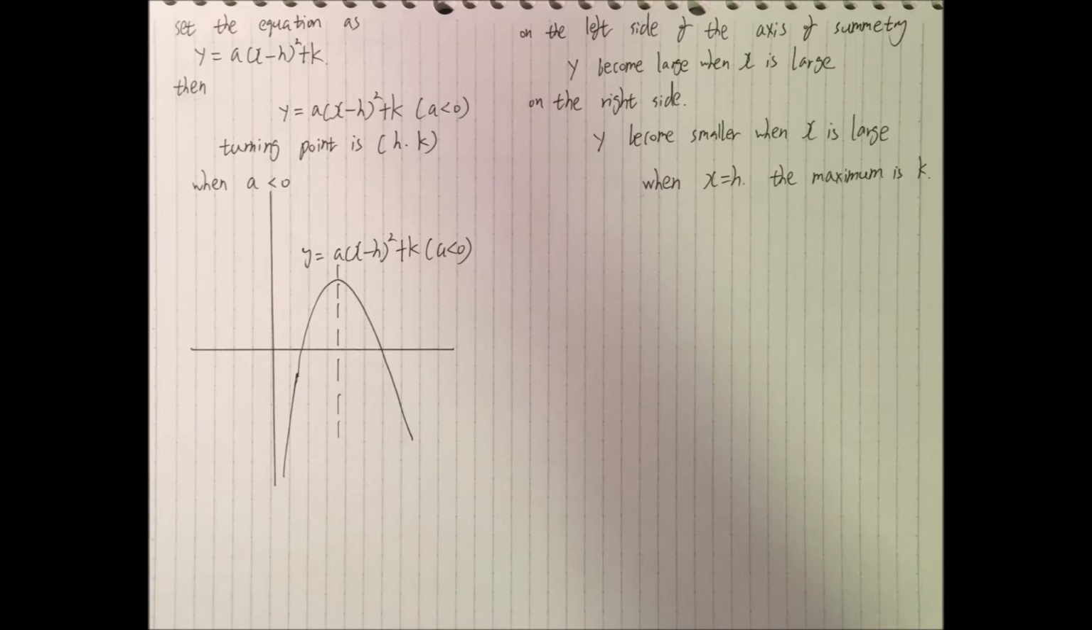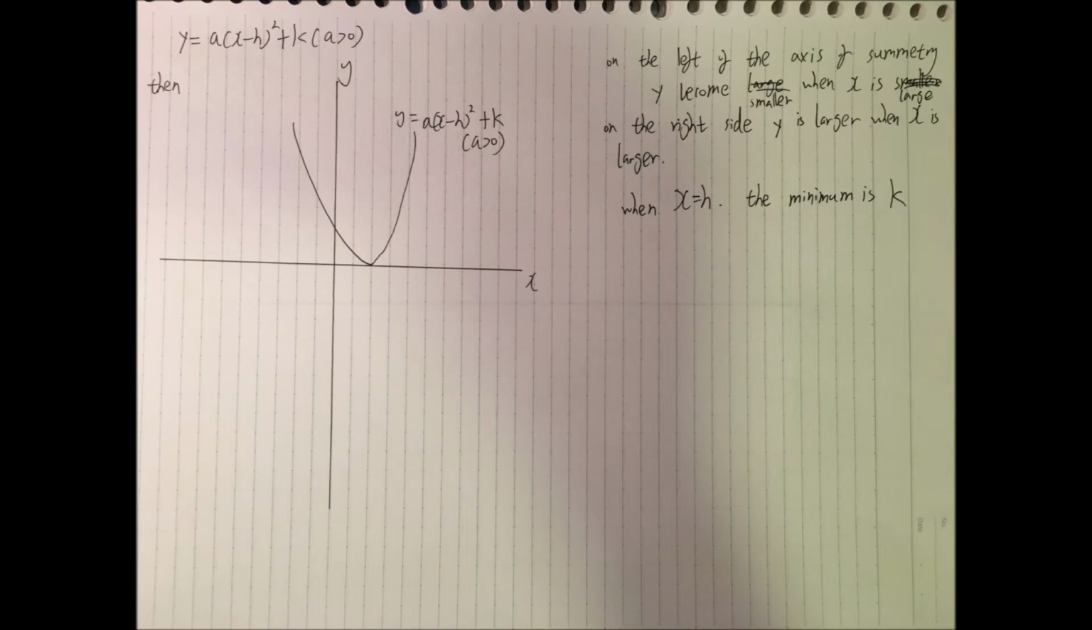And also, when a is greater than 0, the graph will be facing up. In the completely opposite situation to a smaller than 0, on the left side of the axis of symmetry, y becomes smaller when x is larger. On the right side of the axis of symmetry, y is larger when x is larger. And when x is equal to h, the minimum is k. And thank you very much.